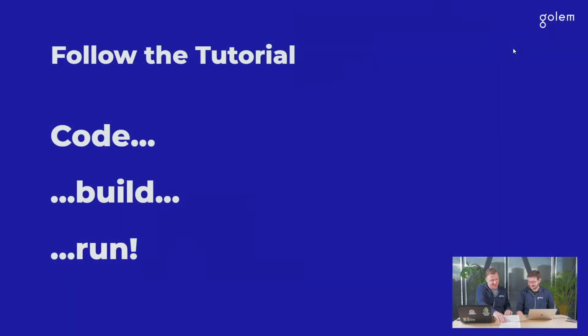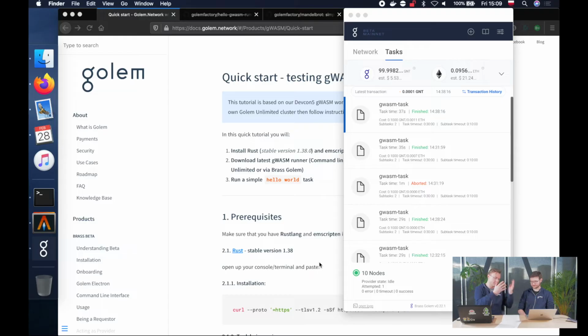So the agenda for today is: Kuba here will run a live coding session. He'll be writing software in Rust, compiling it into WebAssembly modules, and then using the gWasm runner utility, which the Golem Factory had prepared. It's a utility which simplifies deployment and execution of WebAssembly modules on the Golem infrastructure in general, so not only Mainnet, but also Golem Unlimited. That's correct. Off to you.